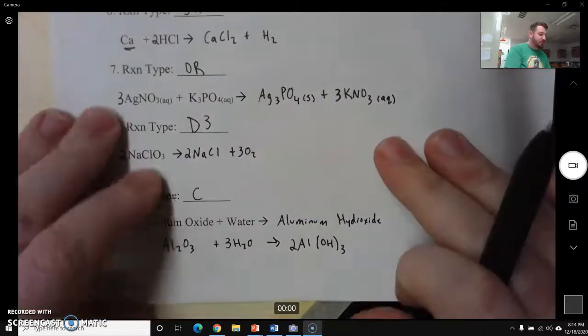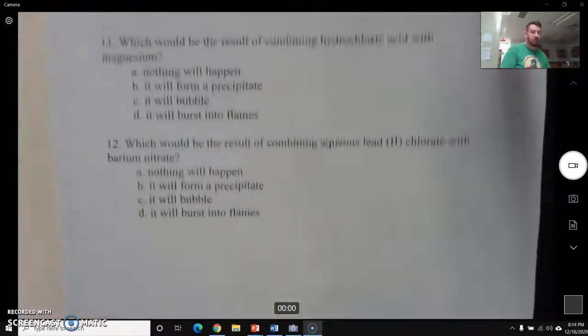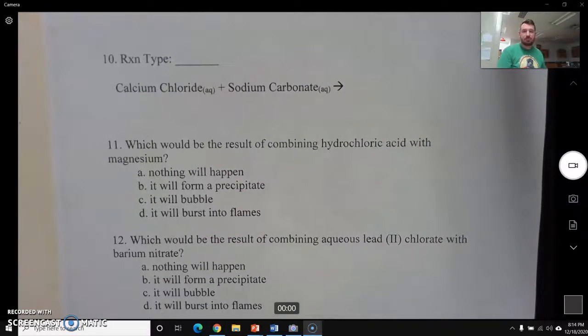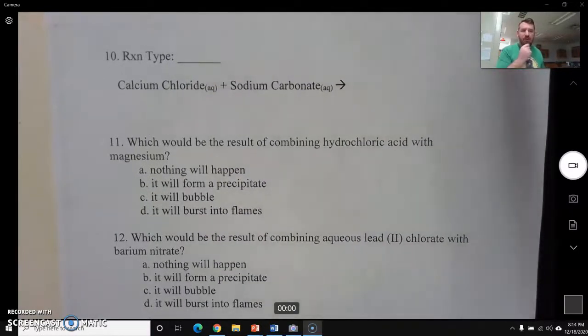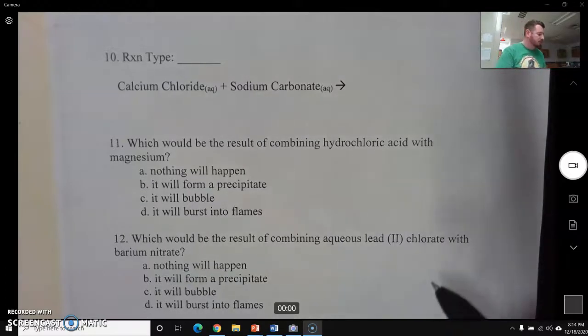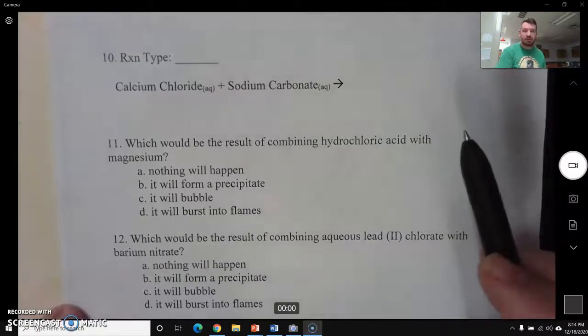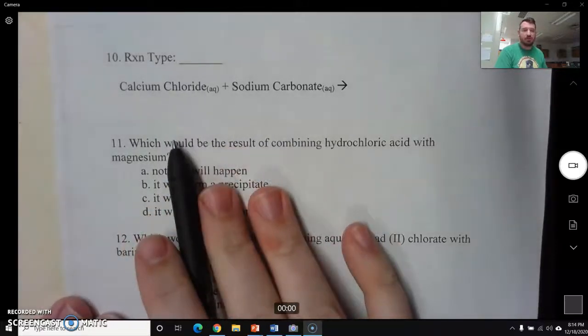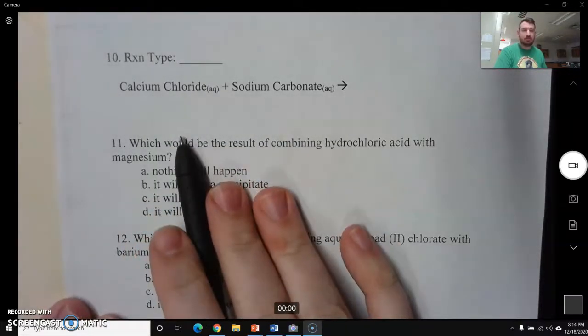All right, so that's the first page. I have a couple more on the second page, or one more, and then a couple questions for you. All right, and I think we should do another combustion reaction at the end of this too. There's only one combustion example. So we have number 10. Why don't you pause the video for a second, answer this on your own.